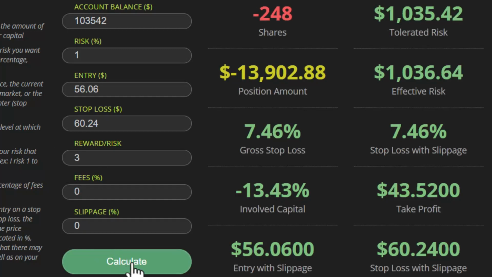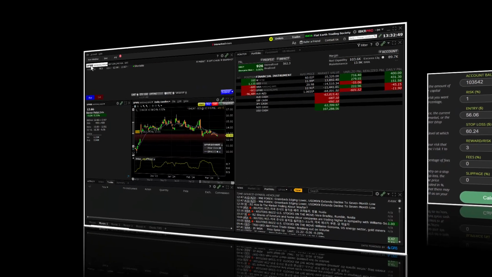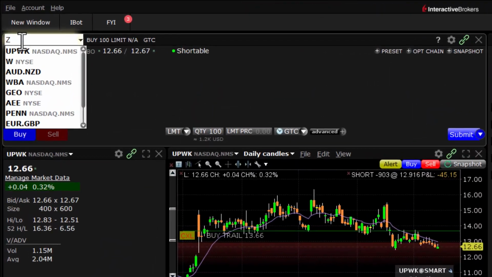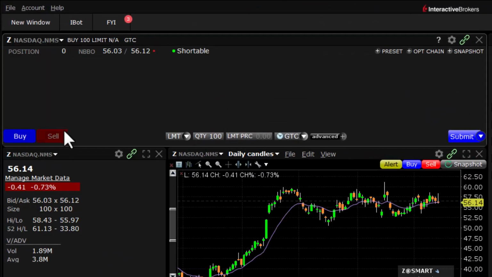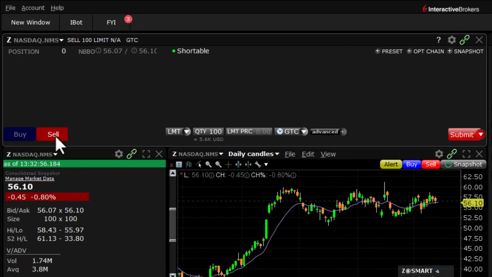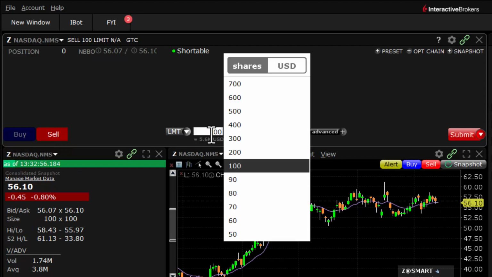It is giving us short 248 shares of Zillow. So now let's go make the trade. We'll attach our trailing stop, and then that will be the entry on trade 68. Let's put in our symbol of Z, Zillow. Again, we're going to be short, so we're going to be selling. Our quantity is 248.